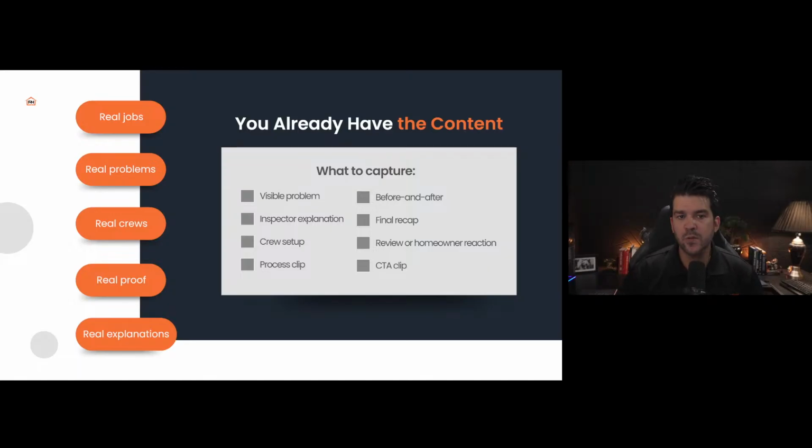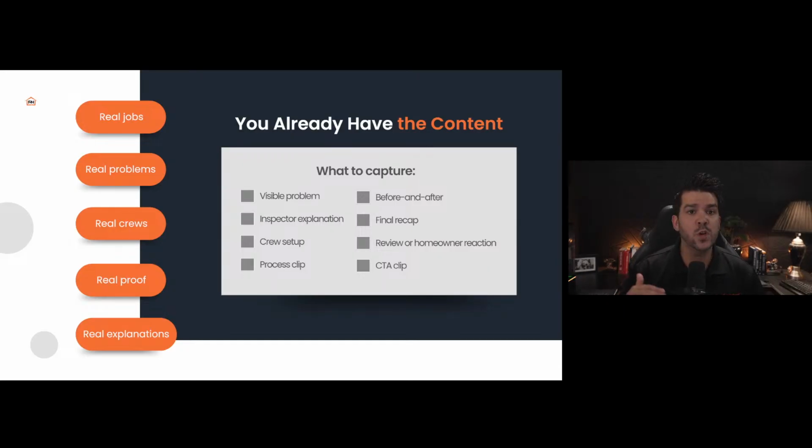This can usually be around 15 to 30 seconds. Things you want to say are, what are you seeing? Why does it matter? What should the homeowner know? And third is to capture the crew setup. This is where the real work is happening, and it helps the company feel active and professional.